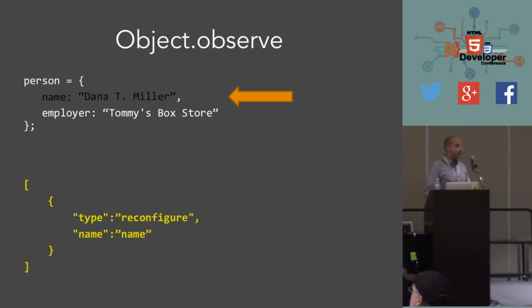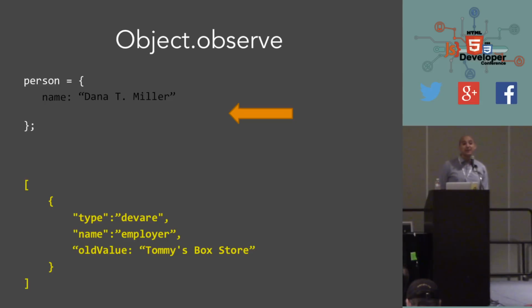So finally, I can decide, well, I don't want to work at Tommy's Box Store. It doesn't sound like a very fun place to work anyways. And I get a notification that a property's been deleted. Now, these 4 simple notifications allow us to do our model and view synchronization.